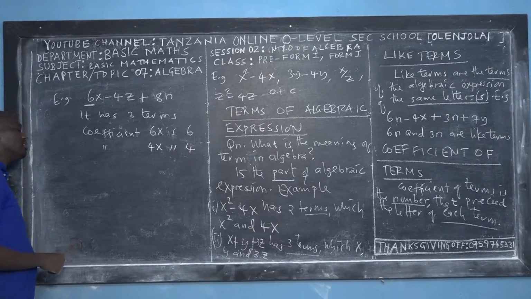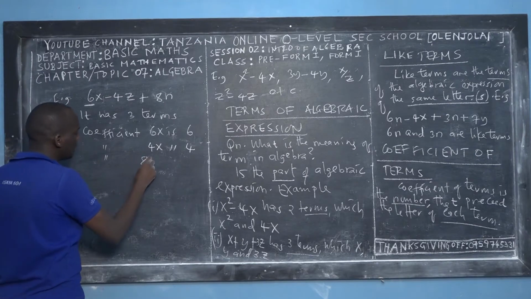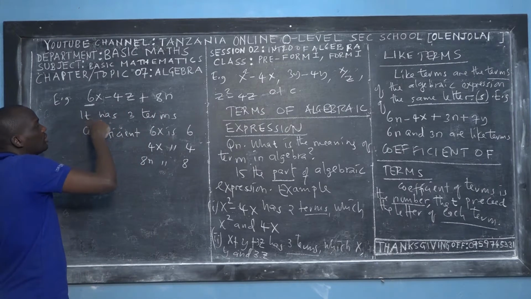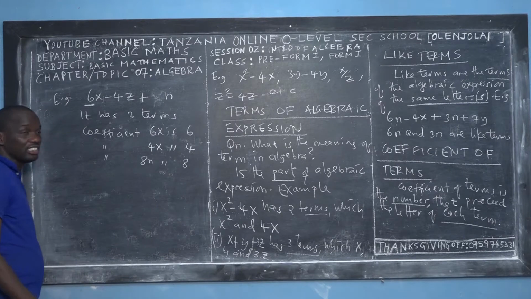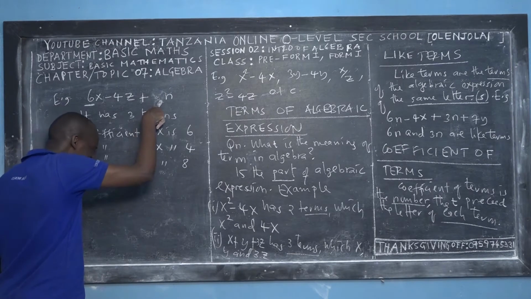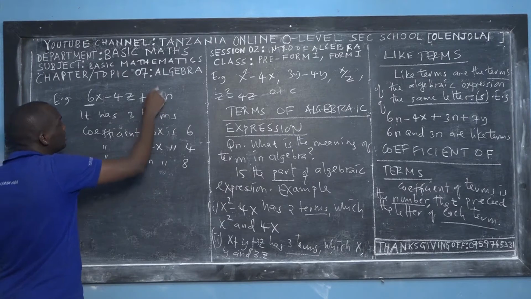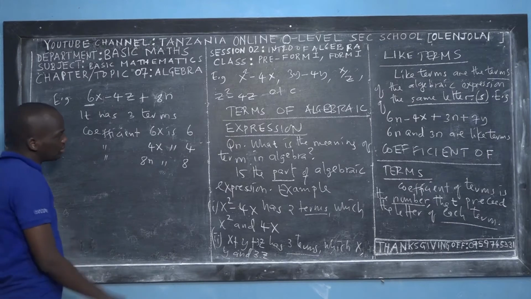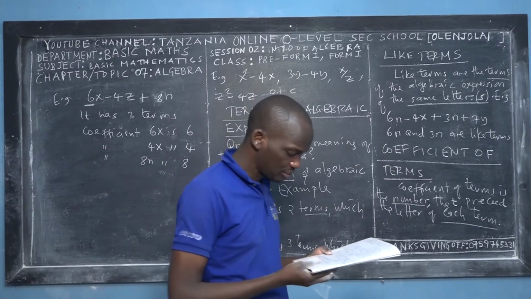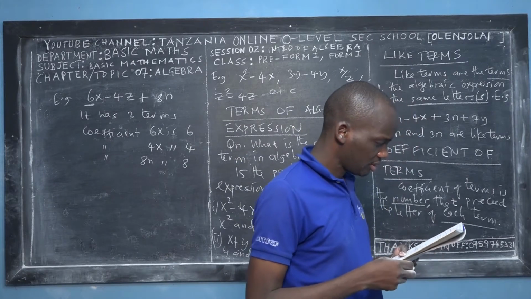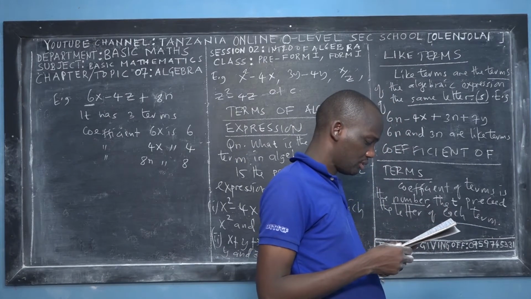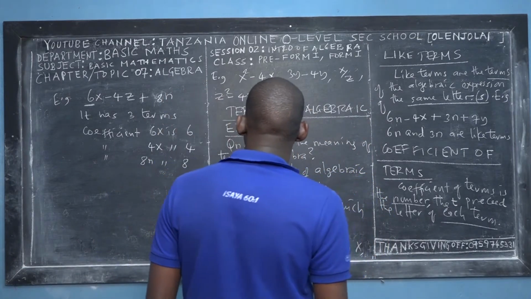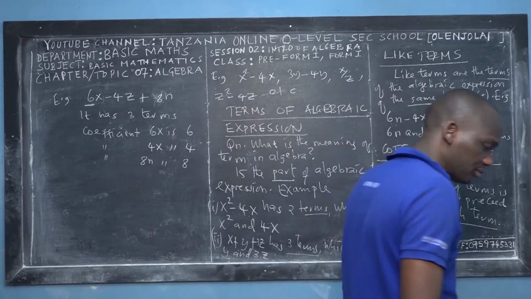Coefficient of 8n, right? This is equal to 8. So 8 is a coefficient. Even in a scenario like this, the coefficient of the third term is what? It is 1, right? So that's all about coefficients of terms, and the terms themselves, right? So that is great.